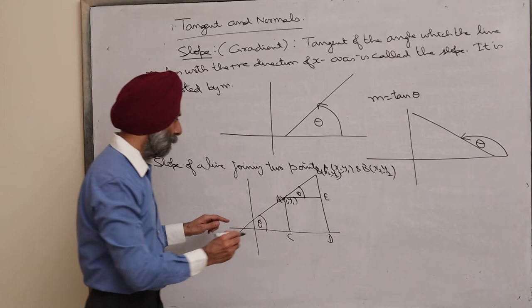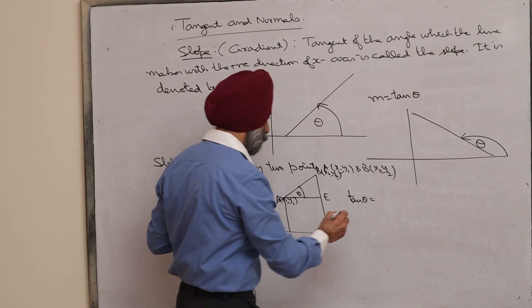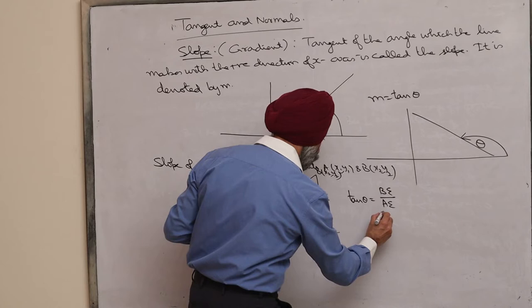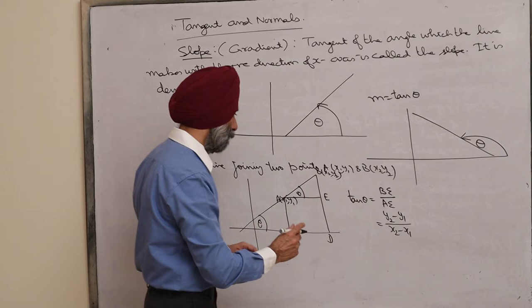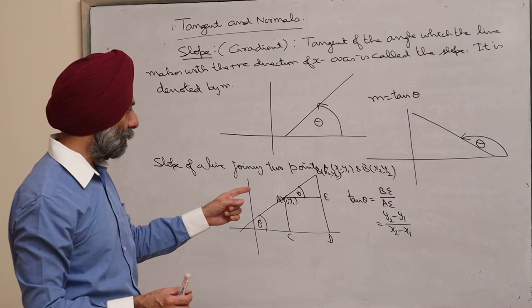So tan theta is equal to, in triangle ABE, because this angle and this angle are same because they are corresponding angles, BE upon AE. Now can I write this as y2 minus y1 upon x2 minus x1, because this distance is y2 minus y1 and this distance is x2 minus x1. So slope of a line joining two points A (x1, y1), B (x2, y2) is y2 minus y1 over x2 minus x1.